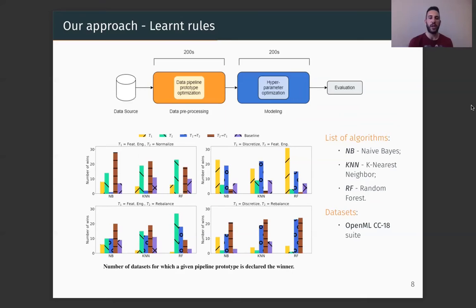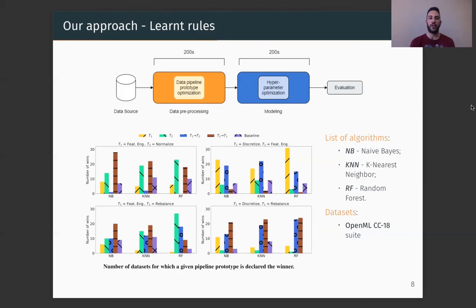So here SMBO can choose to discard one of the transformations and leave just the other, or keep both and find operators and parameters for both. So we compare the results for each dataset and for each algorithm, the results of these two prototypes optimized, and we reported all the results in these charts. And here you can see clearly that the prototype normalization first and feature engineering afterwards is way more chosen than the other way around.